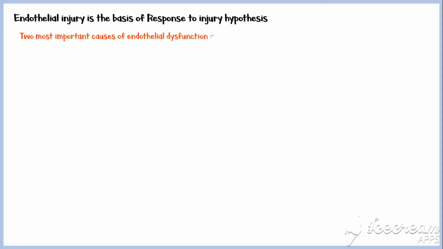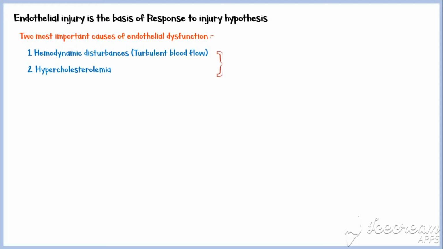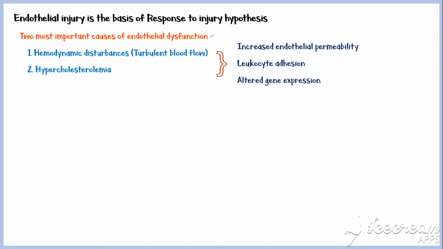Endothelial injury is the basis of the response to injury hypothesis. The two most important causes of endothelial dysfunction in the pathogenesis of atherosclerosis are hemodynamic disturbances, simply the turbulent blood flow, and hypercholesterolemia. These factors cause increased endothelial permeability, leukocyte adhesion, and altered gene expression of the endothelial cells.